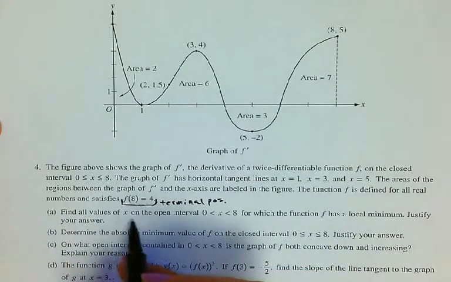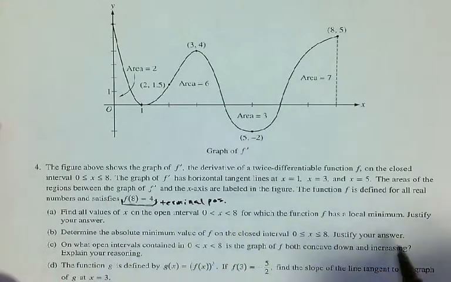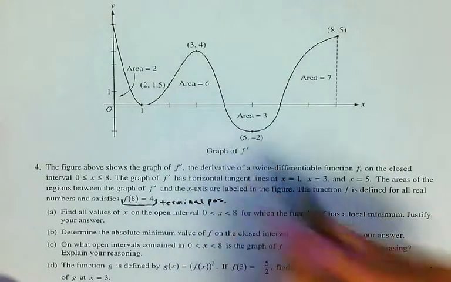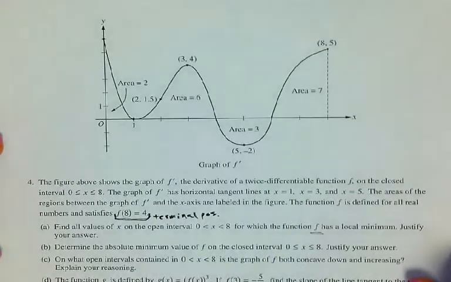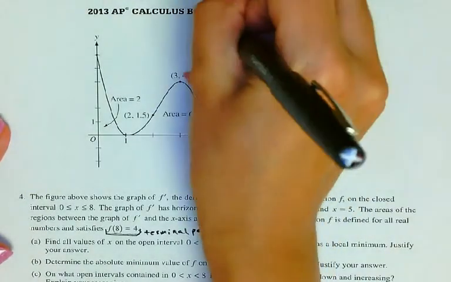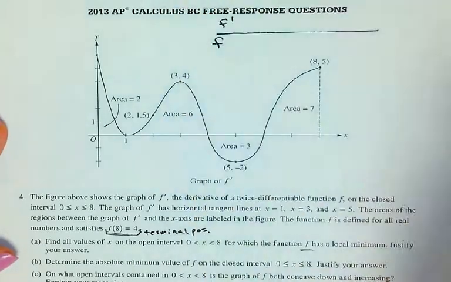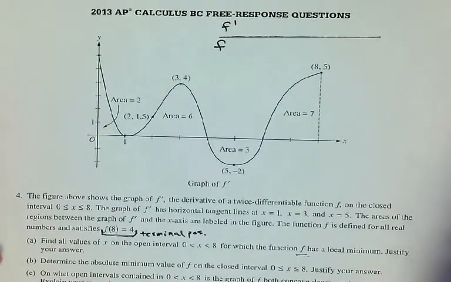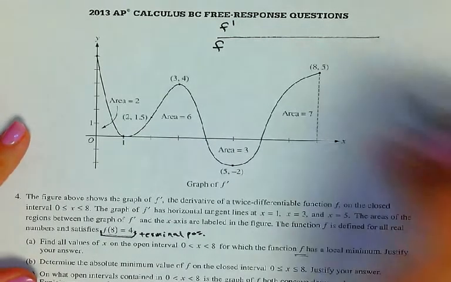All right, find all values of x on the open interval for which you have a local minimum, justify. Okay, again, we are given the derivative, and they're asking us about f. So I would say the best thing to do here is probably a sign chart. So I'll just kind of do it up here. So given the derivative, we want to know information about the original. So remember, on a sign chart, I'm concerned about the positivity of the derivative.